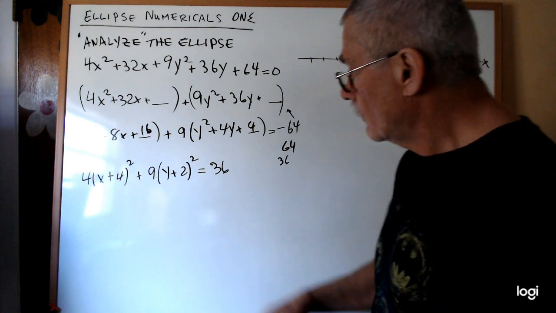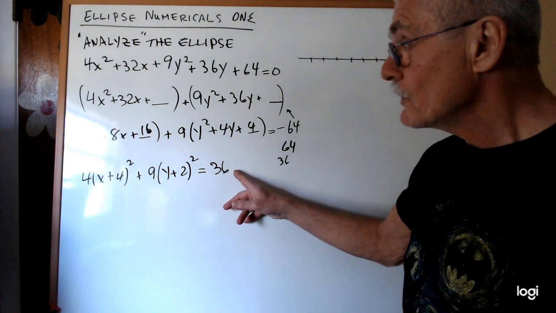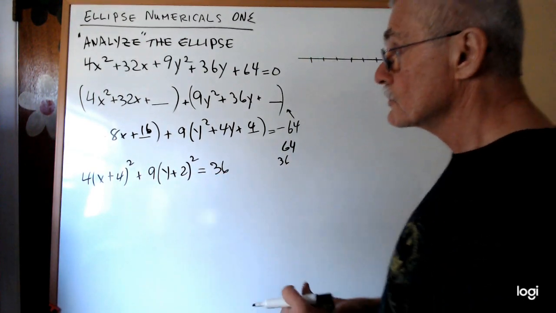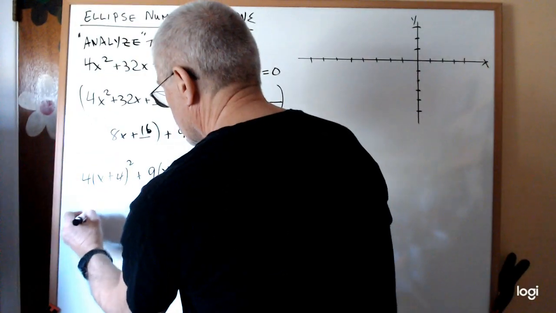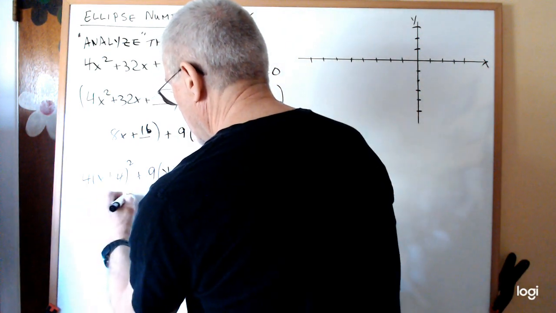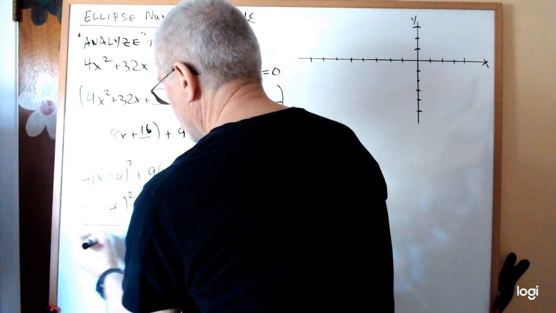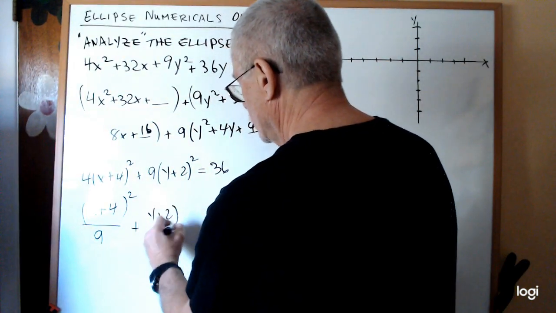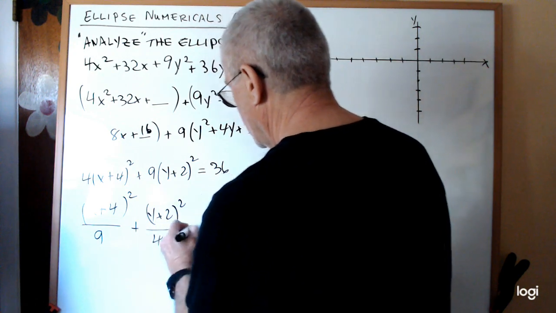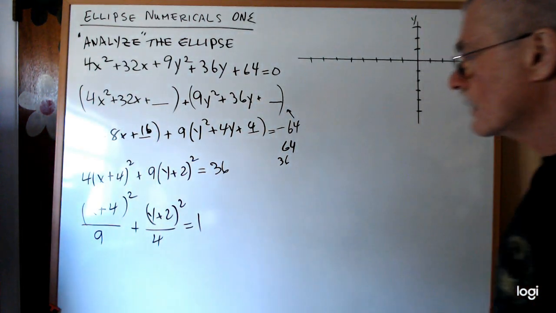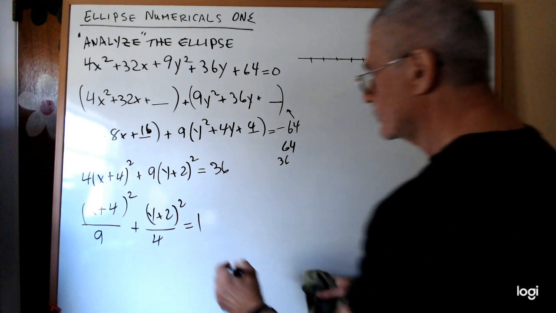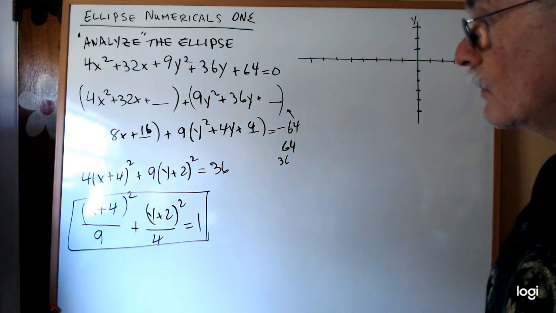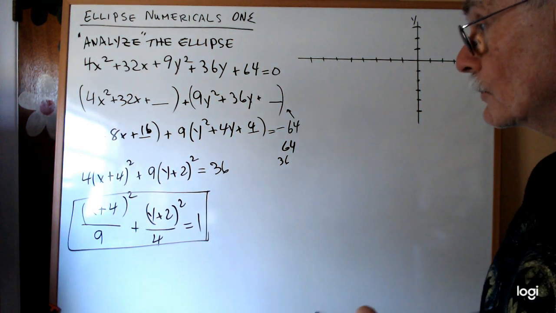Now, standard form, you want a 1 here. So whatever is here, you divide everything by that. So I'm going to divide each of the 3 terms by 36. So I get x plus 4 quantity squared over 9. All right, I get a 9. If I divide this by 36, I get y plus 2 quantity squared over 4 here, and I get a 1. So this is my standard form, and that's what I've been shooting for. Okay, so once you've got that in standard form, everything else sort of falls apart.